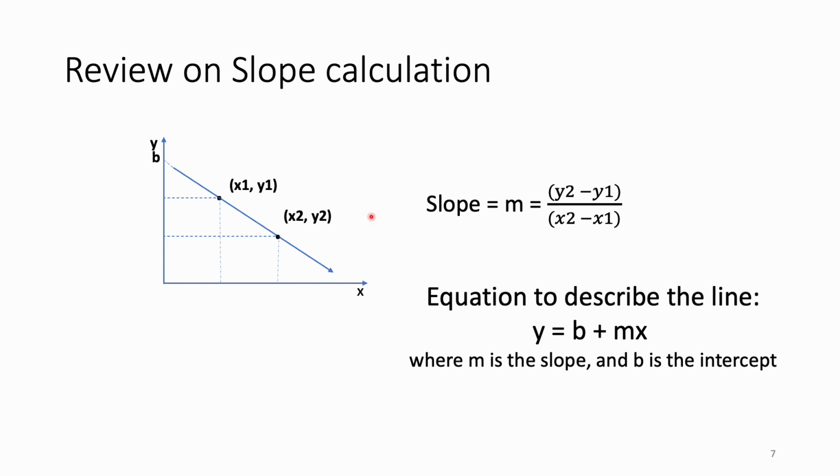So for any data where increasing x is associated with decreasing y like this, you can calculate the slope based on the time point pairs here. And then the straight line can be described by the equation y equals b plus mx. m is the value of slope, and b is the intercept, the value when x equals 0, or where the line cuts the y axis.